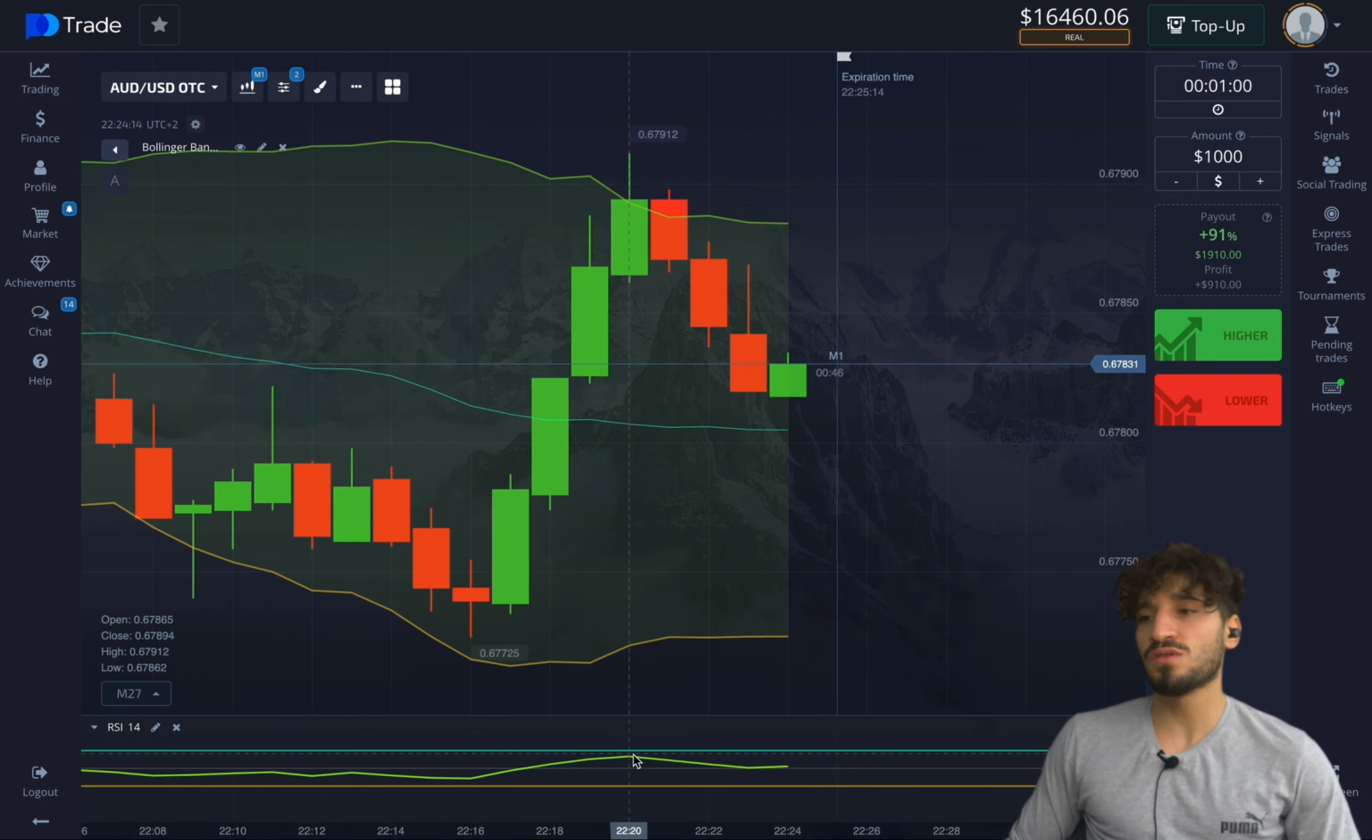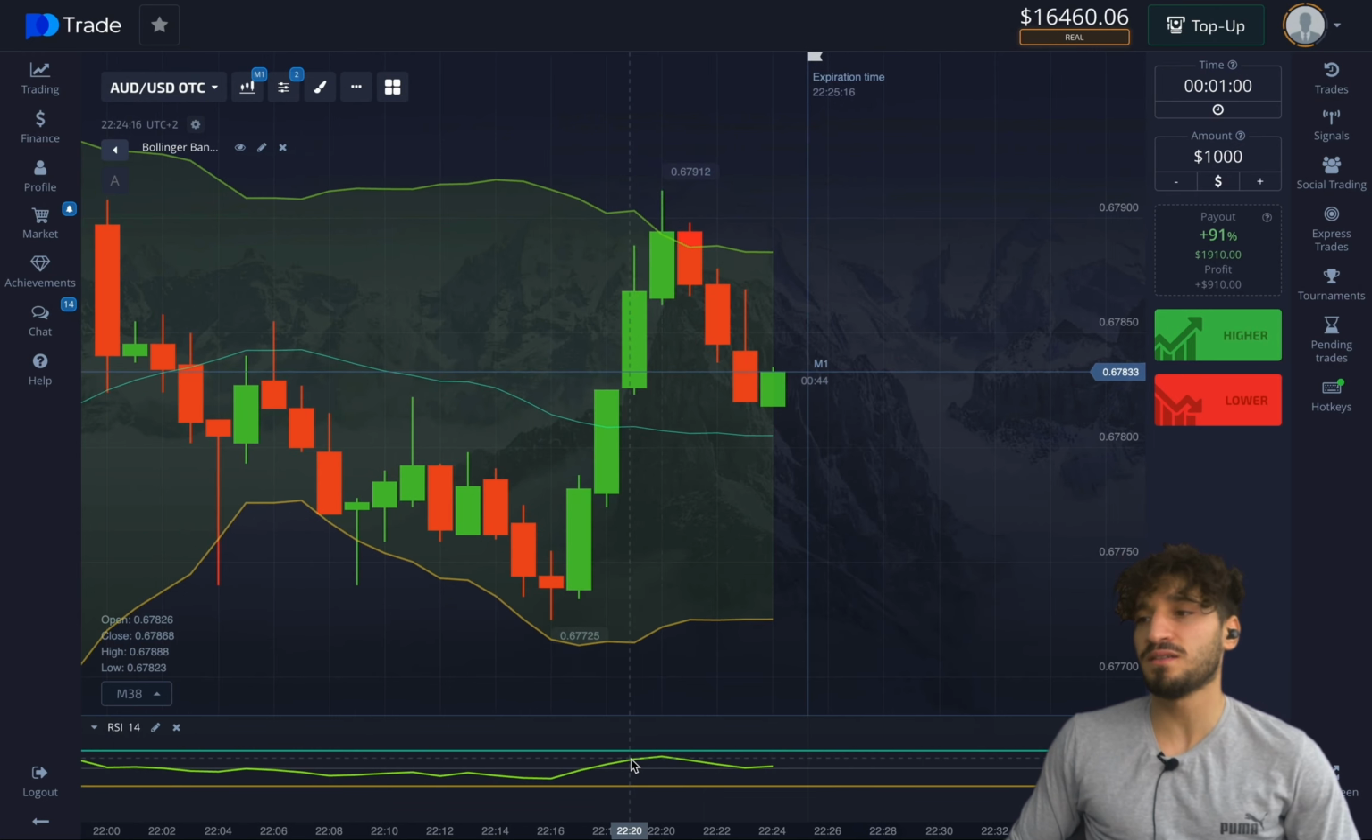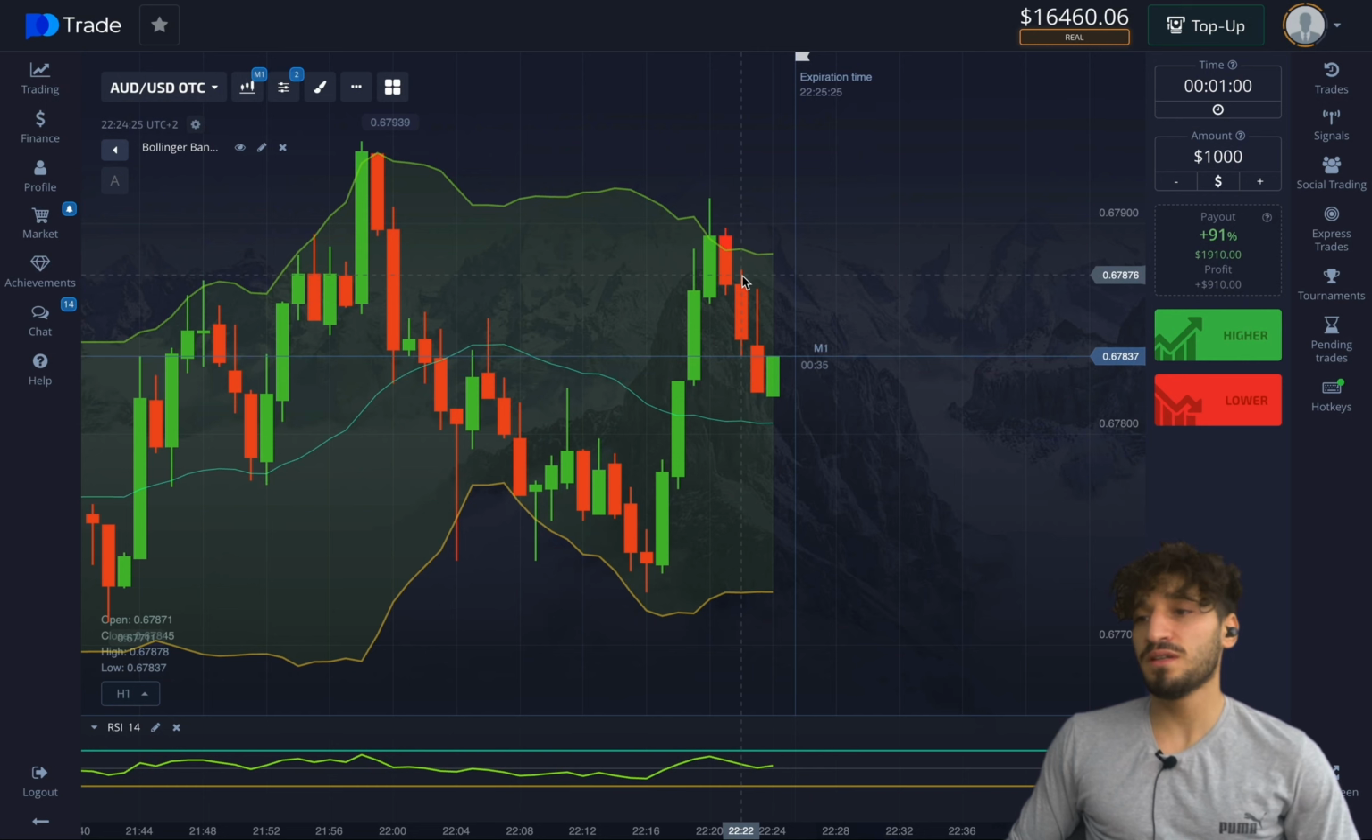The RSI indicator shows oversold and overbought. In this place we have more overbought, because it was at the level of 63%. So all in all it makes a lot of sense. We made the right deal.